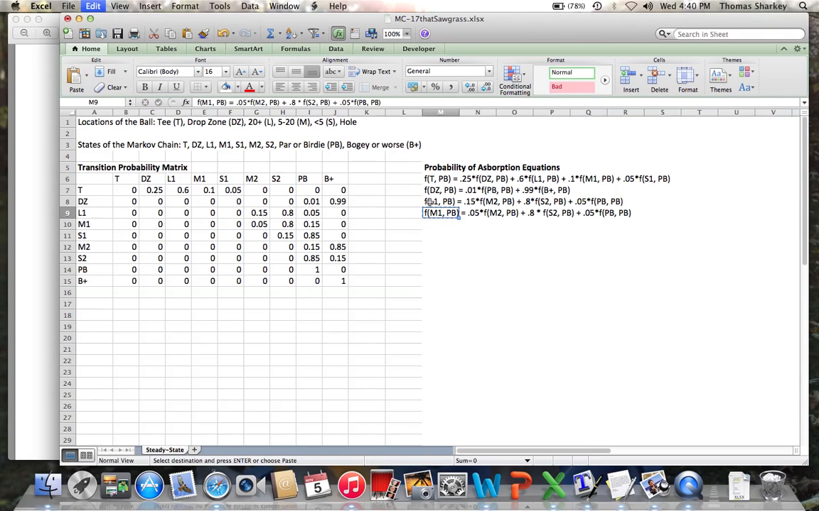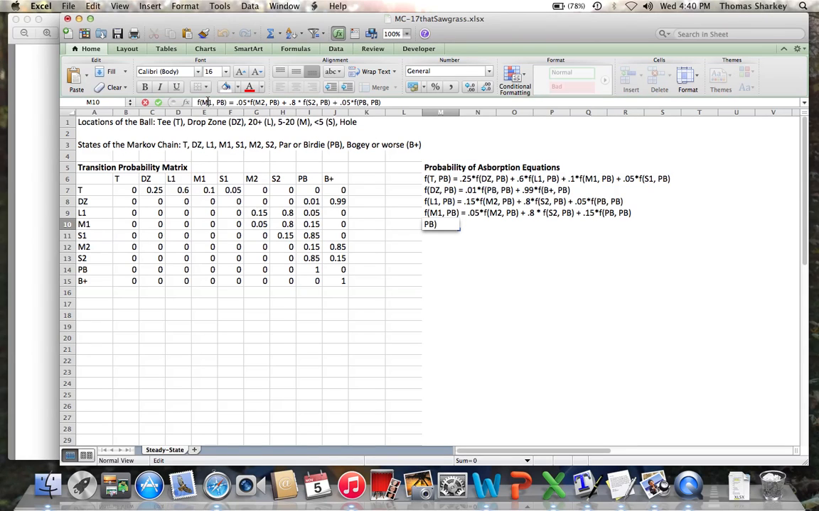I'm going to copy this real quick. So F of M1, we have a 15% chance of transitioning to state M2. And the reason why this saves us time is I just misread. Sorry, I had that right. So it should be 0.05. I'm looking at the wrong rows. And then we had a 15% chance of transitioning to the PB state from M1.